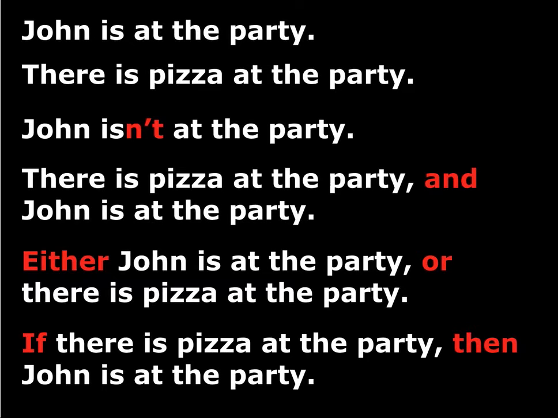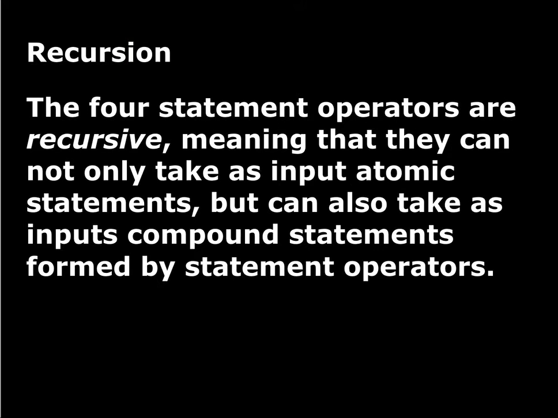Now, these are examples of statement operators working on an atomic statement to make a compound statement. But these operators have an interesting feature, which is what we'll call recursion. And what does that mean? That means that literally, if you look at the Latin roots, it means to run again. Or another way of thinking of it is they can operate on something and then they can operate again on that product, and produce something, and then they can operate again on that product to produce something else. What that means is that they can work not only on atomic statements, but they can also work on compound statements to make even bigger compound statements.